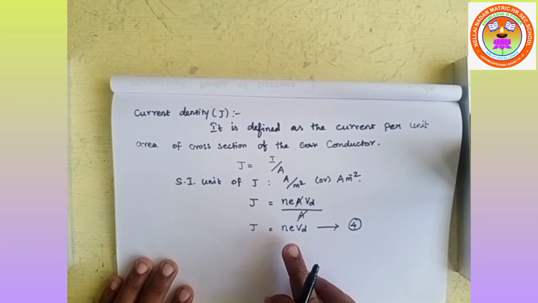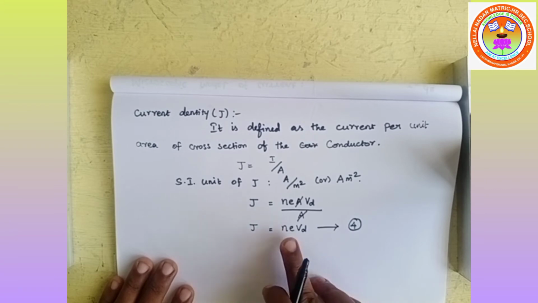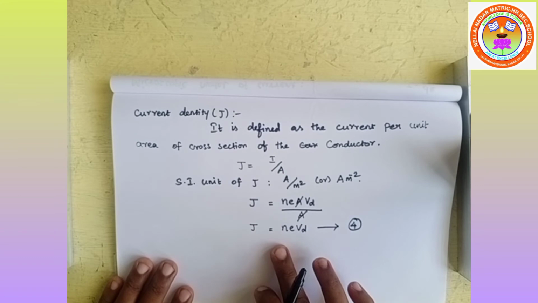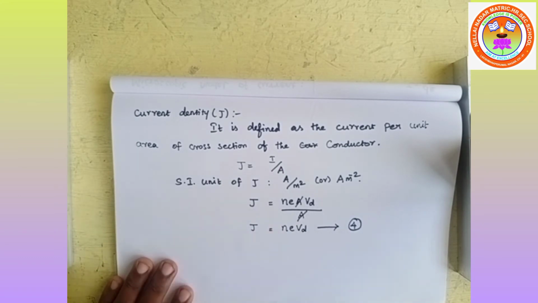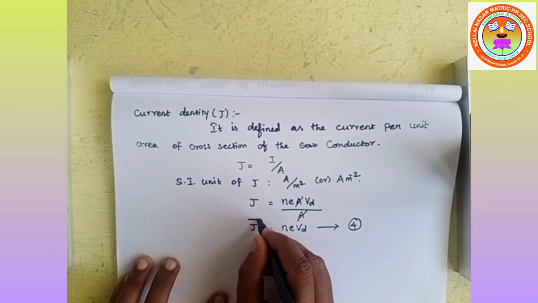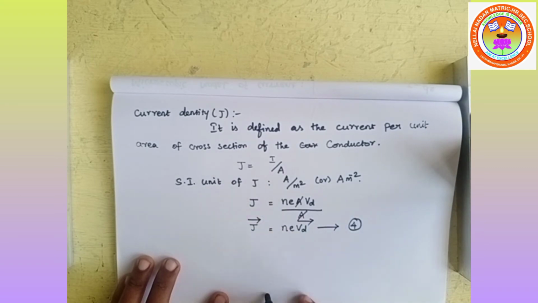Okay students, this expression is valid only when the direction of the current is perpendicular to the area A. This equation is only valid when the direction of the current is perpendicular to the area. In general, the current density is a vector quantity, so it can be written as J vector is equal to n into E into vd vector in vector form.